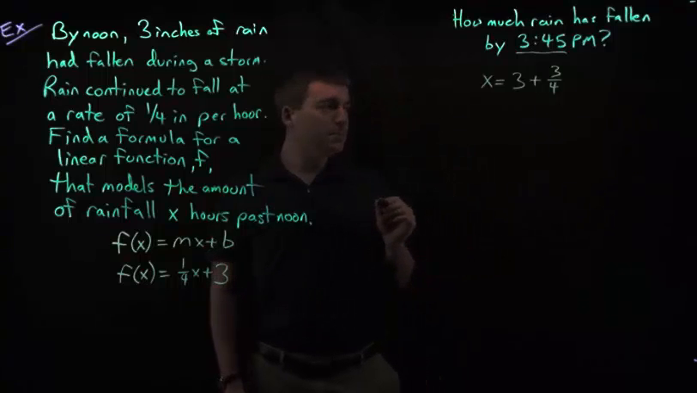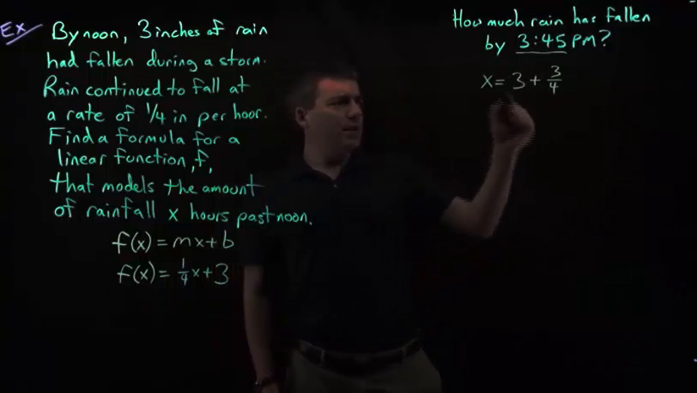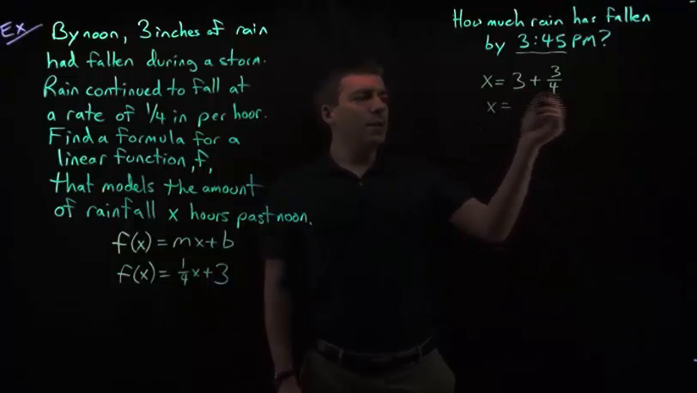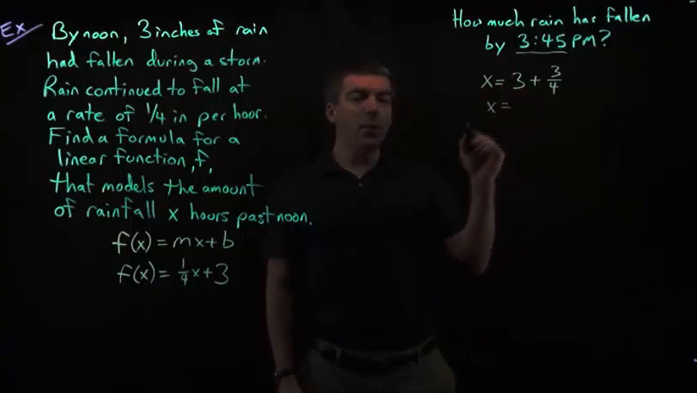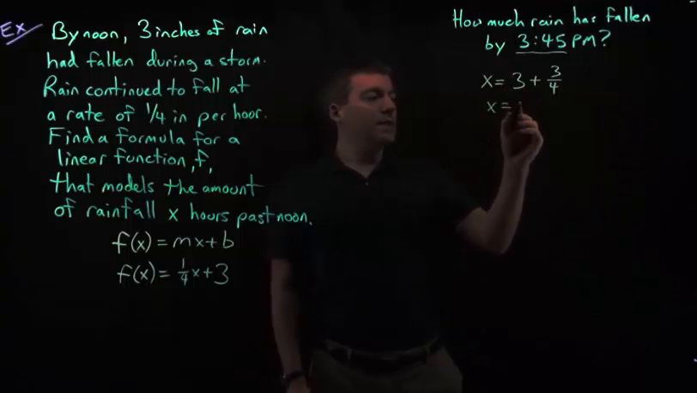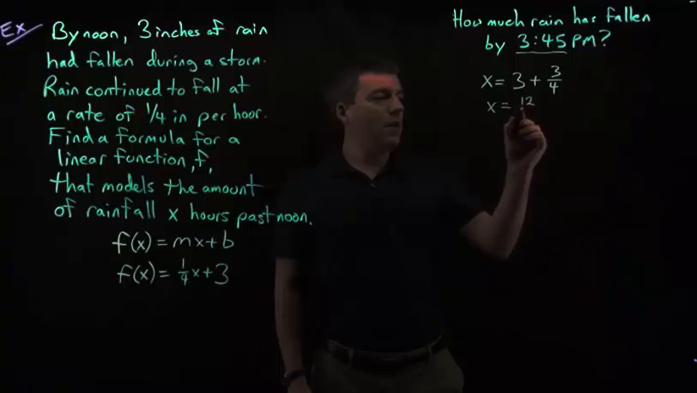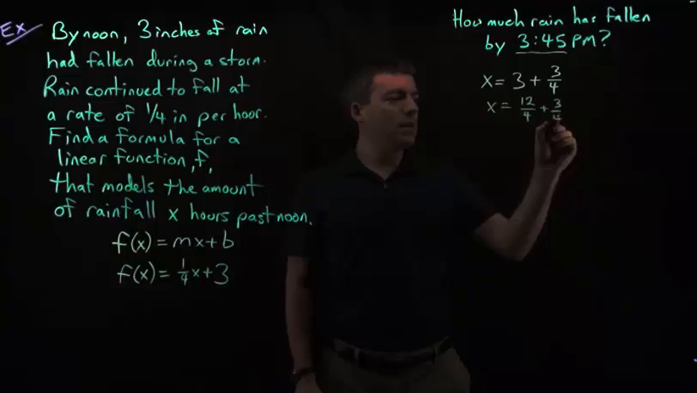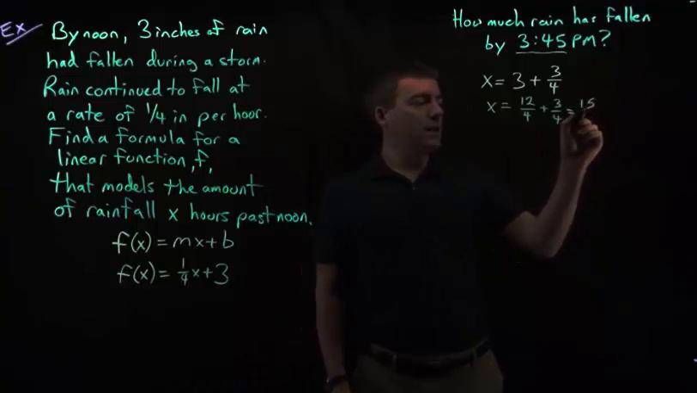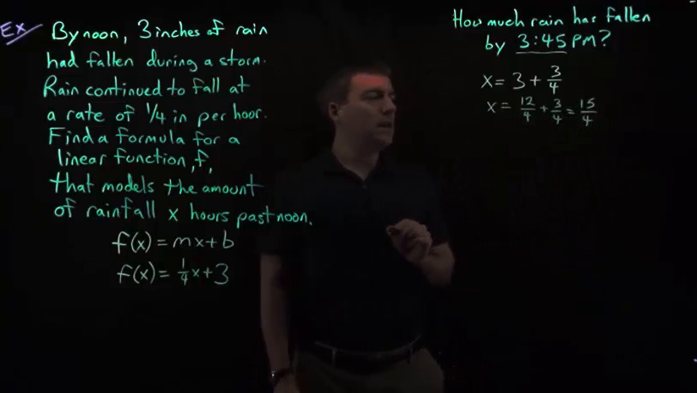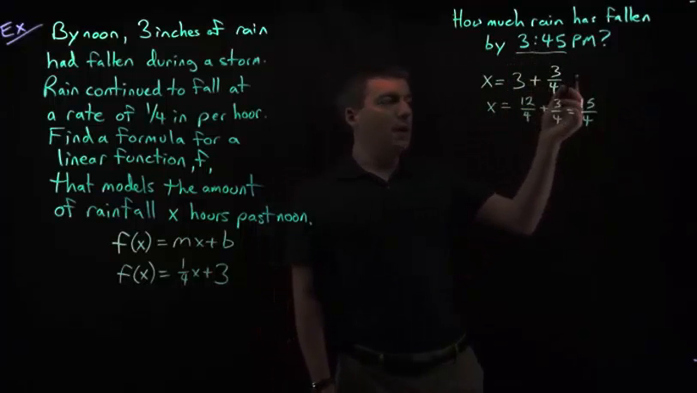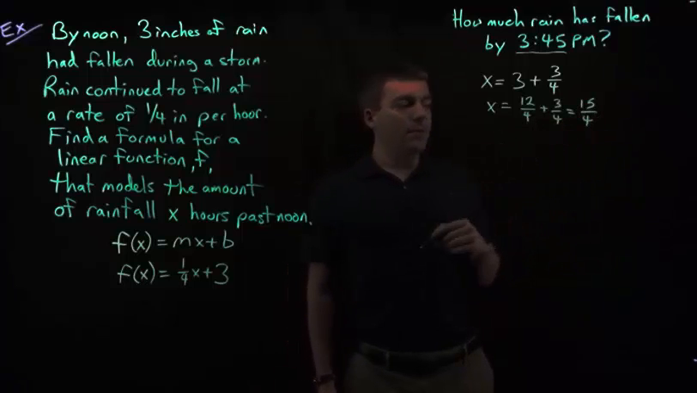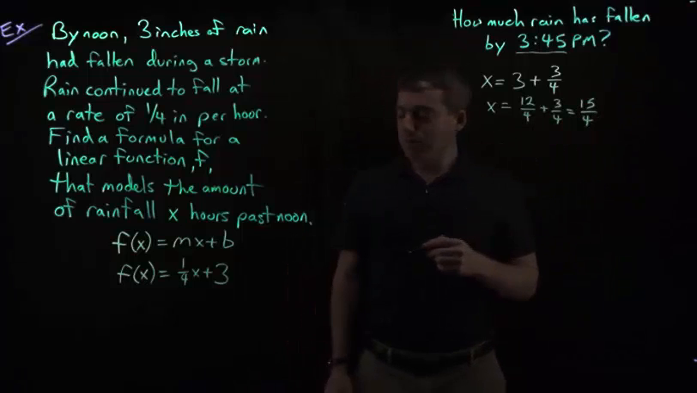3/4 of an hour. All right, let's make this one improper fraction. So we can convert the 3 into quarters by multiplying by 4 over 4. That gives us 12 over 4 plus 3/4 gives us 15/4. Okay, so 3:45 p.m. translates, in our function, as an x value of 15/4 hours.